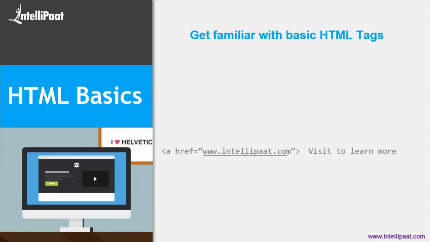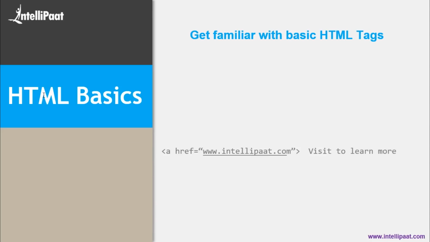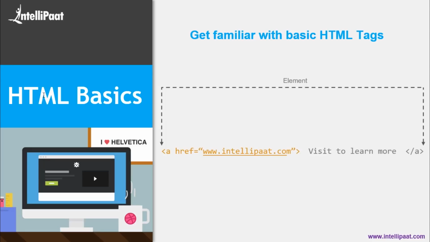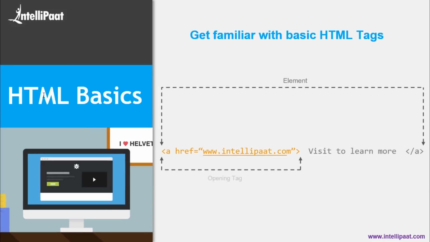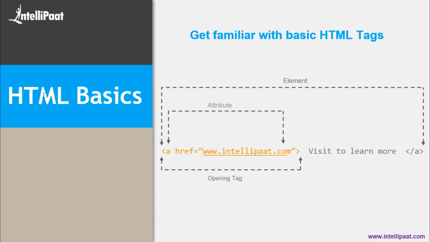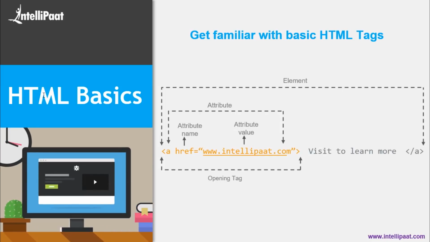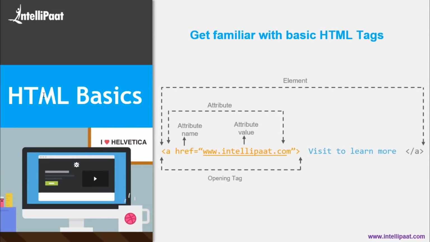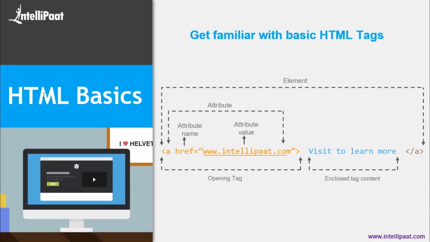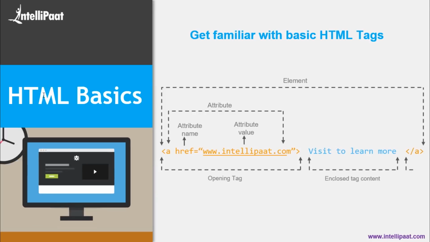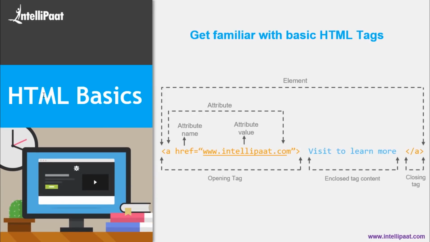So this is the tag. And what is my text that has to be hyperlinked to this website? It's "visit to learn". Then we close the tag. So this entire thing is known as an element. The a href part is the opening tag, or the a tag. Inside that we have attribute name as href and attribute value as www.intellipaat.com. Moving ahead, we have the enclosed tag content "visit to learn more", which will be hyperlinked to www.intellipaat.com. And finally, we have /a as the closing tag.